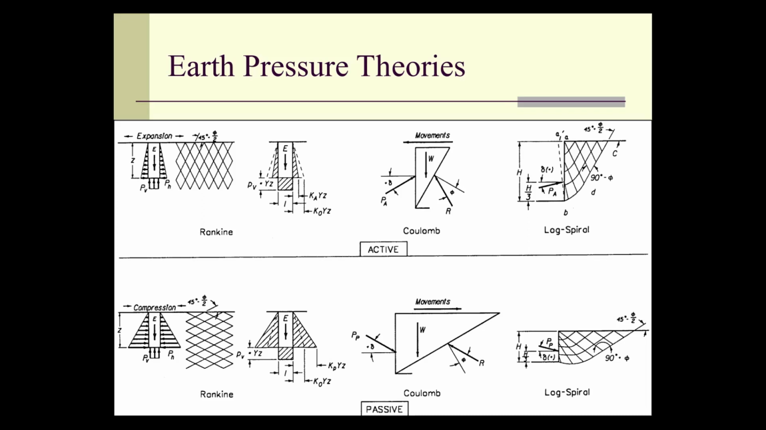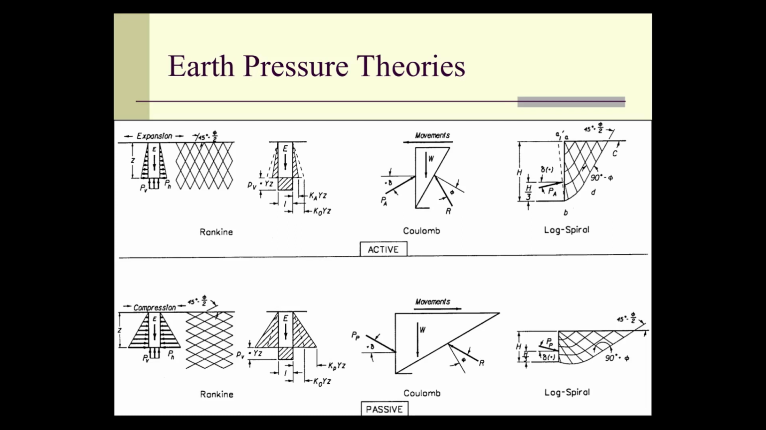Coulomb is the same person who came up with the electric charge. The electric charge unit is named after him. He came up with this while he was on a project in the French West Indies, which is proof that you can do more when you're down in the Caribbean than just have a vacation. He includes friction between the wall and the soil. Of course, the soil in itself has friction, but there's also friction between the wall and the soil, and he includes the effects of that.